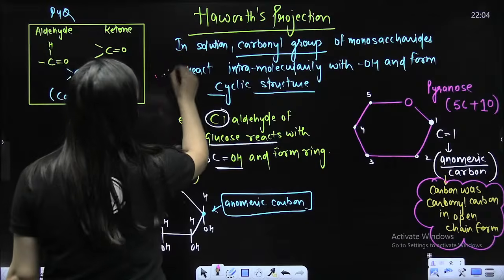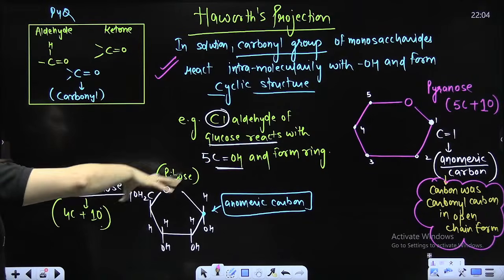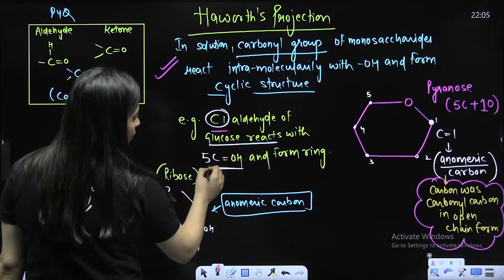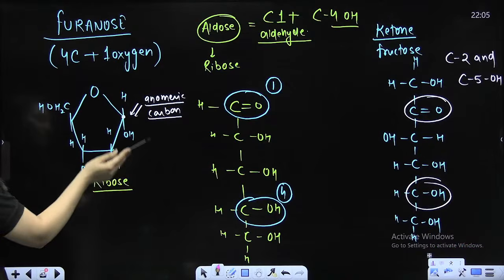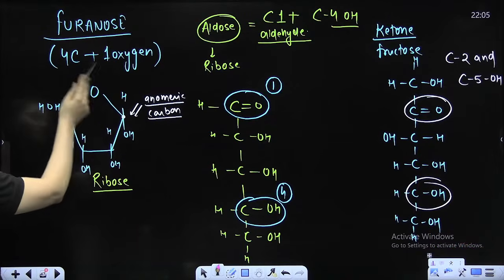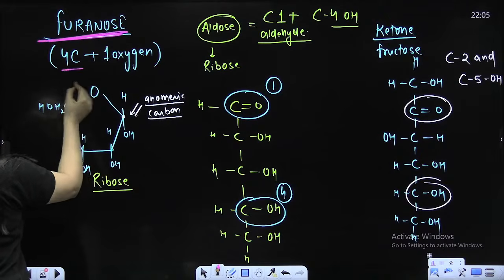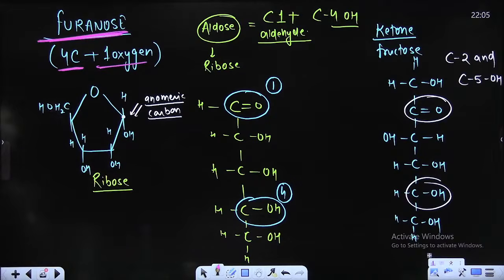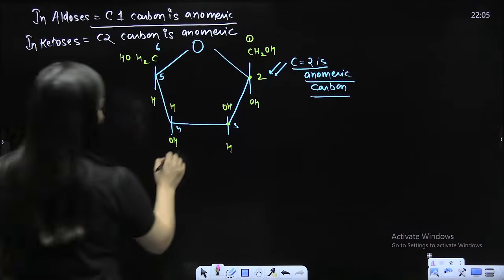So in solution, bacha, the carbonyl group of a monosaccharide reacts intramolecularly with OH and forms the cyclic structure. Like in aldoses, C1 and C5 will react. Here also you can see in ribose it is C1, or for furanose, it is having 4 carbon, 1 oxygen in the ring. So C1 and C4 will react. Okay, so that's what we have discussed. So this is the structure of fructose. You need to remember that.